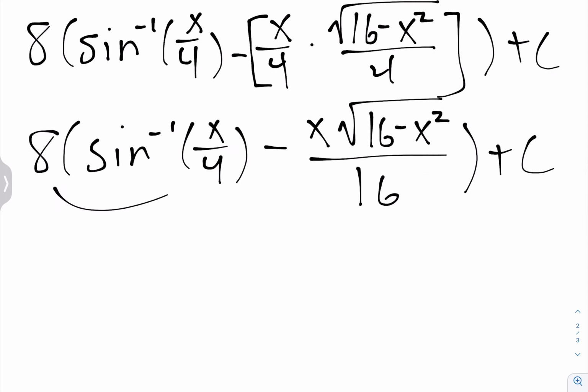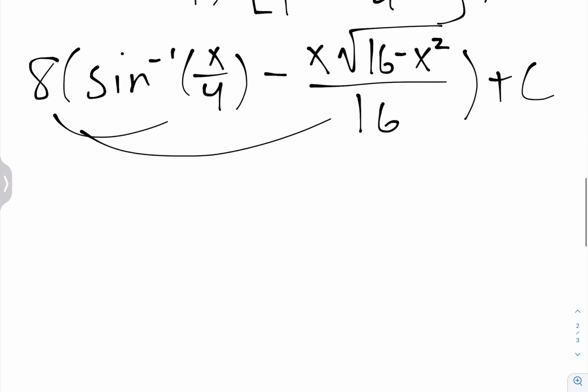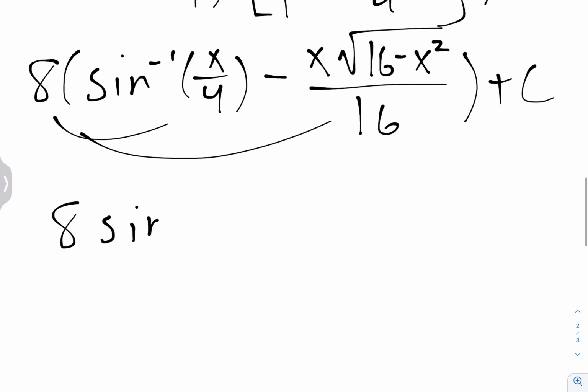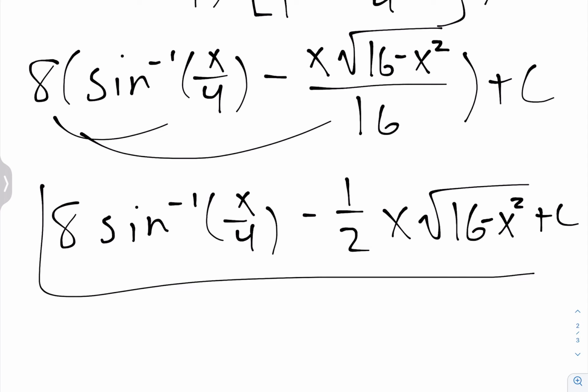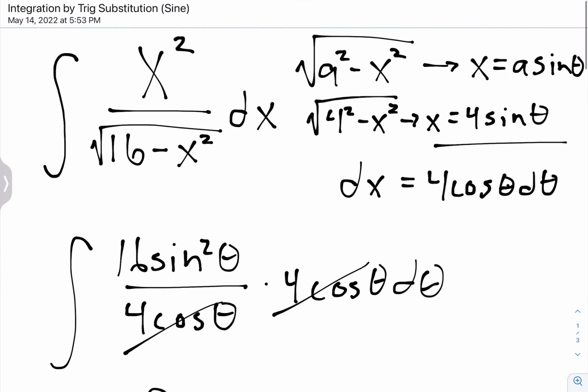Okay, so now let's multiply this 8 into both these terms here. It's going to be 8 sine to the negative 1 of x over 4 minus 8 over 16, which is just a half, so minus a half x root 16 minus x squared plus c. Okay, so that's going to be our answer for this indefinite integral here. And we can also write negative 1/2 x as x over 2. So this is going to be our answer. We always need that plus c there, right, because it's an indefinite integral.